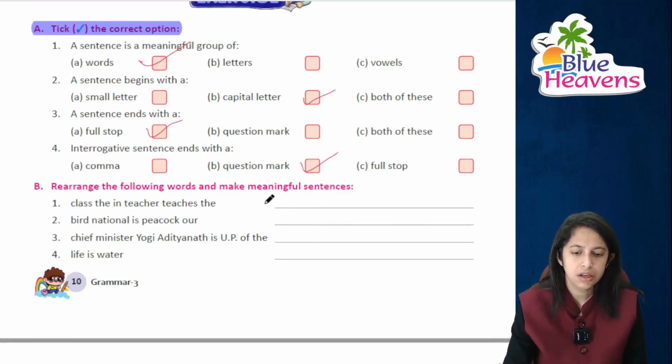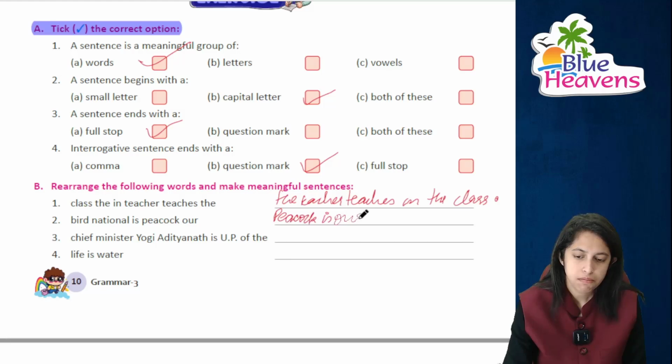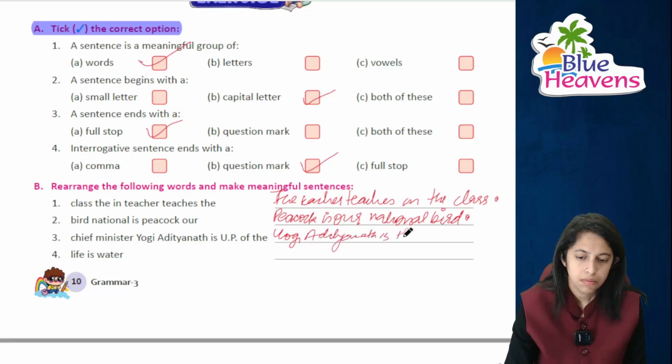You have to rearrange the words and make the meaningful sentences. The teacher teaches in the class. We can write the teacher, just make sure that you will put full stops, right? Bird national is peacock is our national bird, right? Chief Minister Yogi Adityanath, आप लिख सकते हैं कि Yogi Adityanath is the Chief Minister is the CM of UP, right?